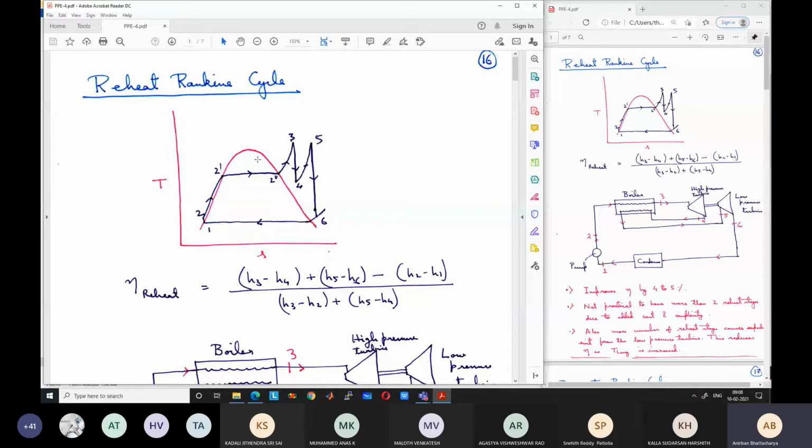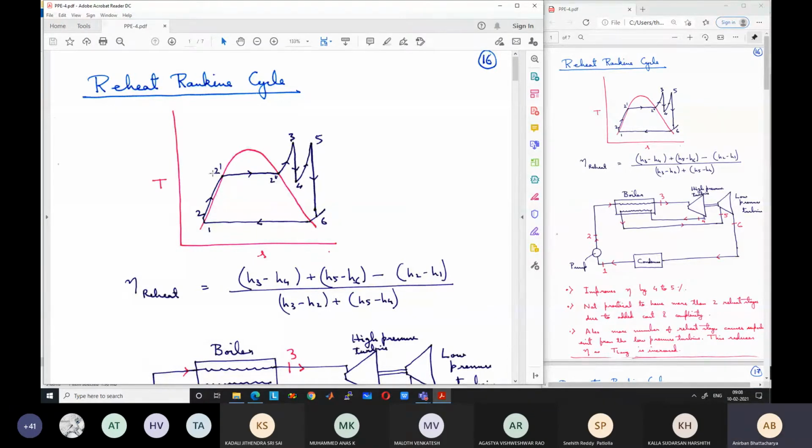Then we had discussed that there are two other options. One is known as reheating and the second is known as regeneration. The cycle with reheating is known as the reheat Rankine cycle, and with regeneration is known as the regeneration Rankine cycle. We will study those two cycles today. Starting with the reheat Rankine cycle.